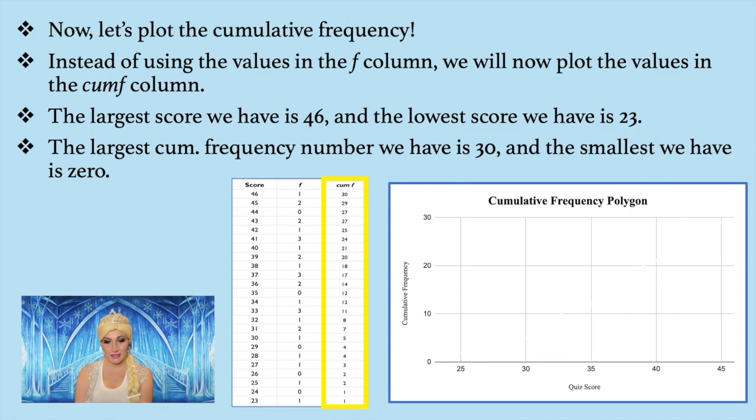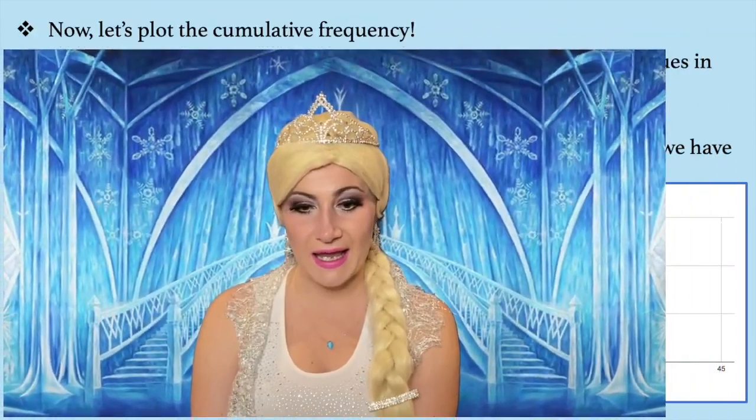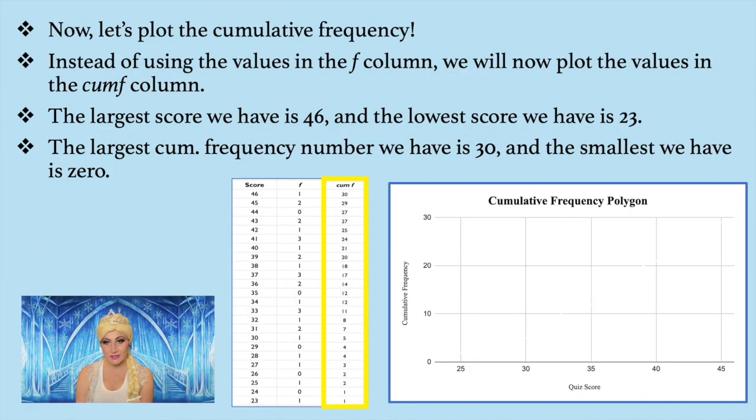So the first thing we need to do here is take the score of 46 and plot the cumulative frequency that's relative to this score. So remember, the score of 46 is what we find along the x-axis, and then you're going to bring your finger all the way up to 30 because 30 is our cumulative frequency, and you're going to place a dot there. The next score we have is 45. So you're going to put your finger on 45 along the x-axis, and you're going to slide your finger up to 29 because our cumulative frequency there is 29. Moving on, you have a score of 44 that has a cumulative frequency of 27.